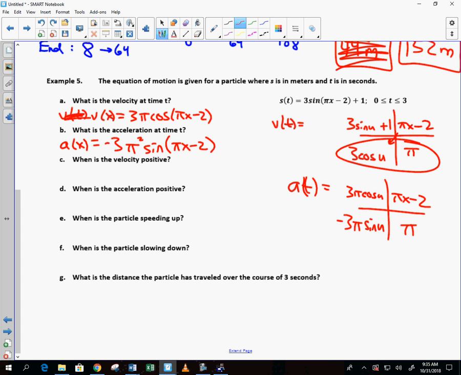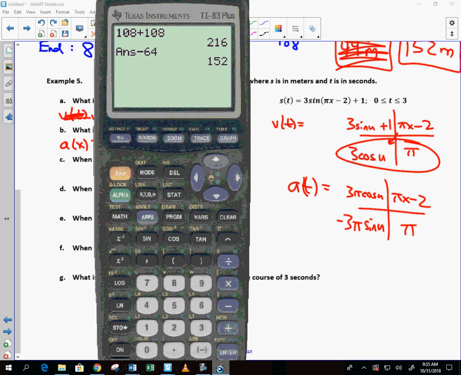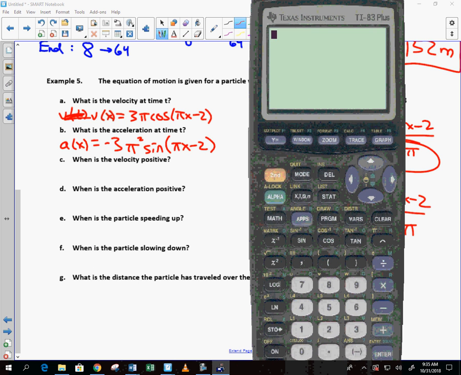So the question is, when is the velocity positive? Tough to look at that graph, isn't it? So let's consider our calculator. Take out your calculator. We're going to plug both of these functions in. This is very indicative of what you're going to be asked to do later on in this class on a test, and very indicative of exactly what you're going to see when you take your AP exam.